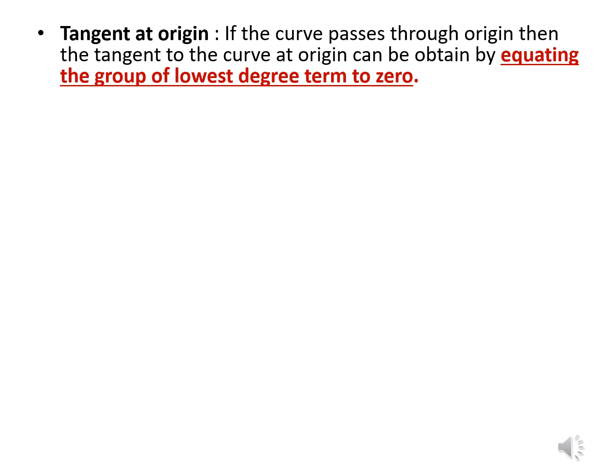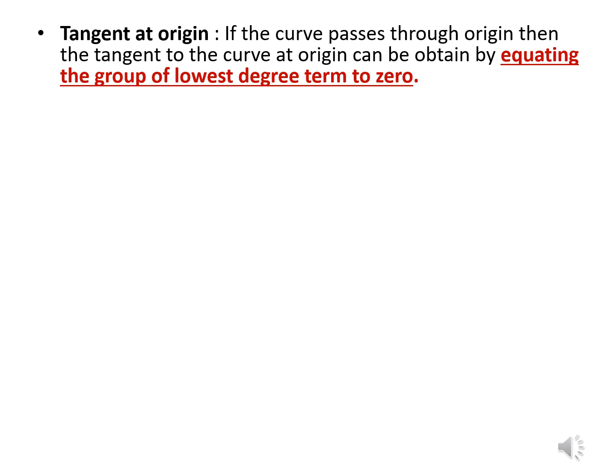Now if your equation is passing through origin, then we have to find out the tangent at that origin point. To find the tangent at origin, we have to put the lowest degree term equal to 0, or we can say the group of lowest degree terms equal to 0. Okay, so what does it mean? I'll just elaborate this point through an example.